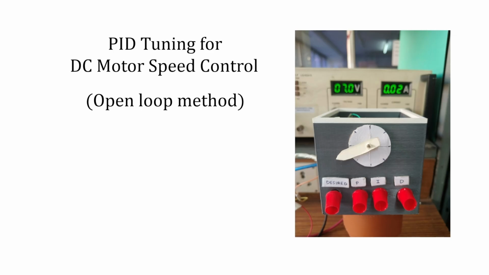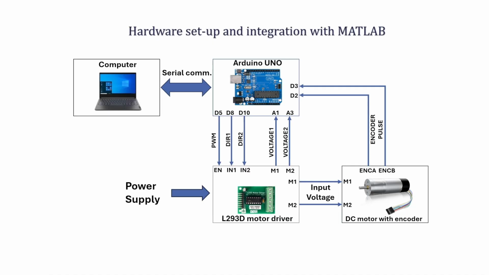In this demonstration, we will perform PID tuning for the speed control of a DC motor using the Ziegler-Nichols open loop method that we have just now studied. Let's look at the hardware configuration. This is the same setup that we used to find out the transfer function of the system. The DC motor is connected to the Arduino microcontroller via a motor driver, and the encoder pulses from the DC motor are fed into the Arduino, which are used to find out the speed of the DC motor.